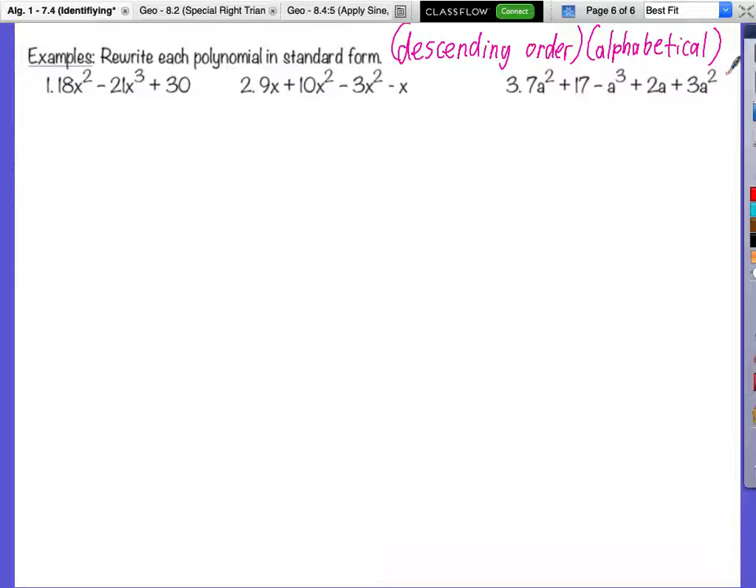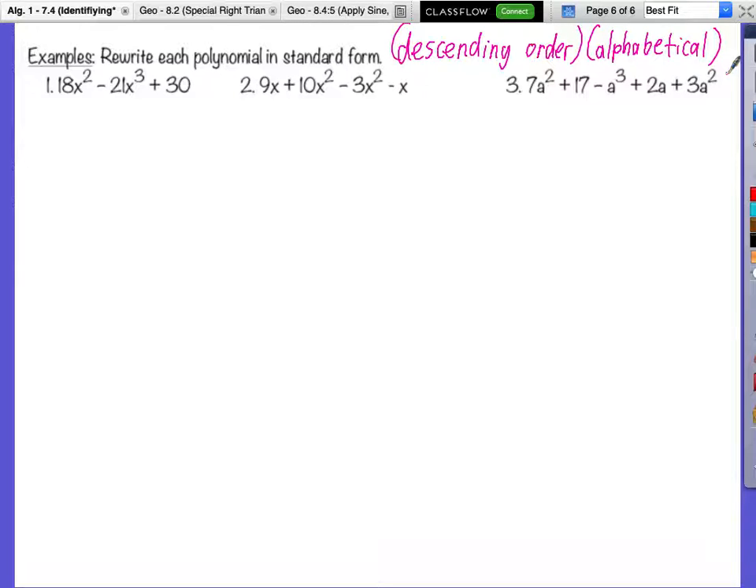we want the descending order of a variable. So first we say, what variable are we dealing with on number 1? Just x's, right? We don't have any other variables here, just x's. So we don't have to worry about alphabetical, because there's no other variables to sort. We don't have to say, oh, x comes before y. It's just x's. So now we say we want to put it in descending powers or decreasing powers of the variable.